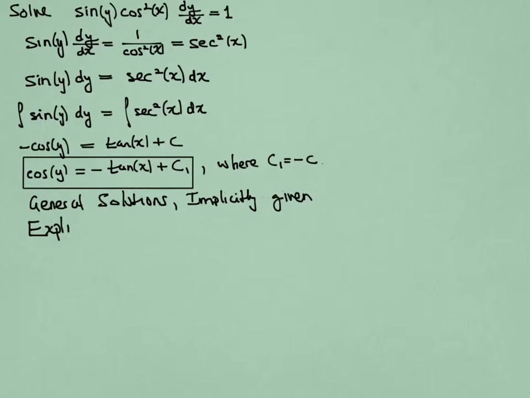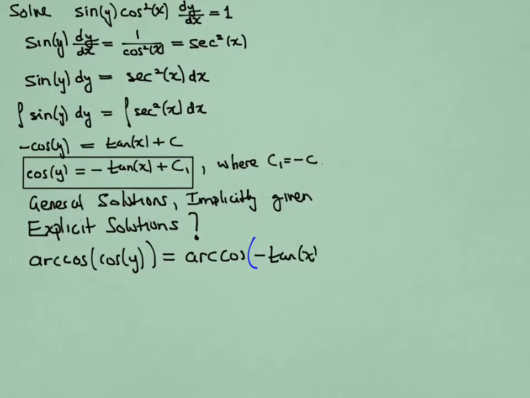I could try to find explicit solutions to this equation, and one way to do that would be to apply the inverse cosine function to both sides, arc cosine. Notice that when I do that, I have to apply the arc cosine to the entire right-hand side, including the constant of integration. So the c is inside the parentheses, inside the argument for the arc cosine.